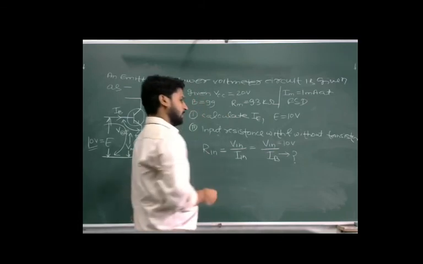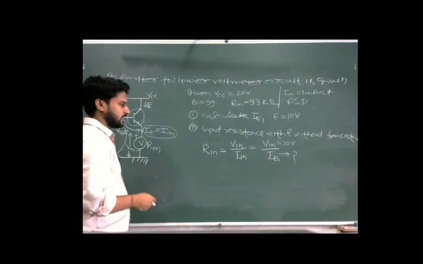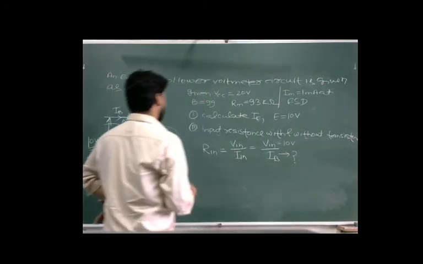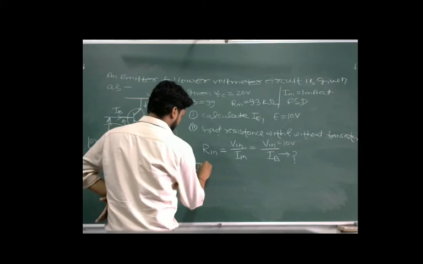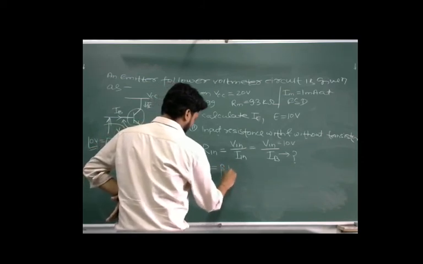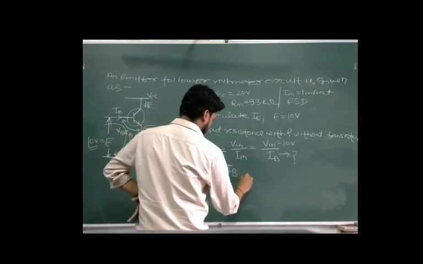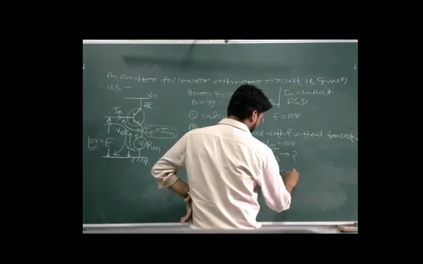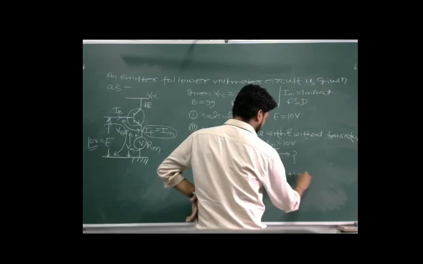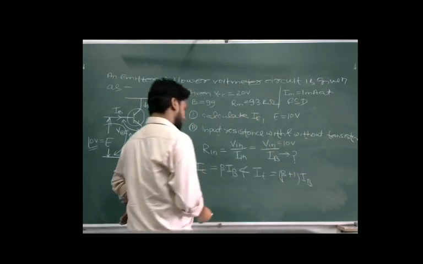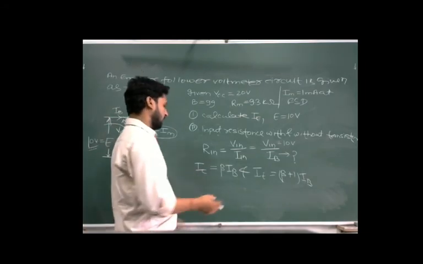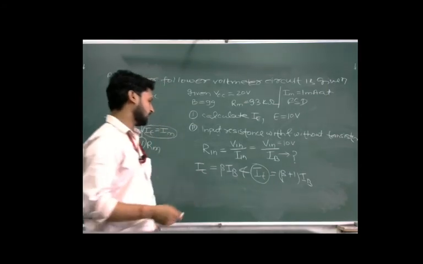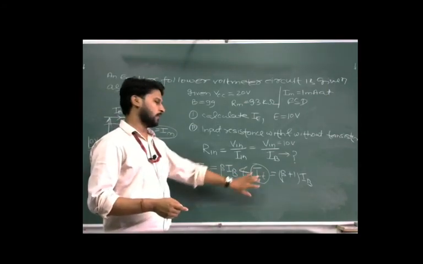How can we find IB? In the very first lecture of this emitter follower voltmeter, I stated some relations: IC is equal to beta into IB and IE is equal to beta plus 1 into IB. Which value is known to us, IC or IE? IE is known. We have calculated in the previous case IE as 1 milliampere.